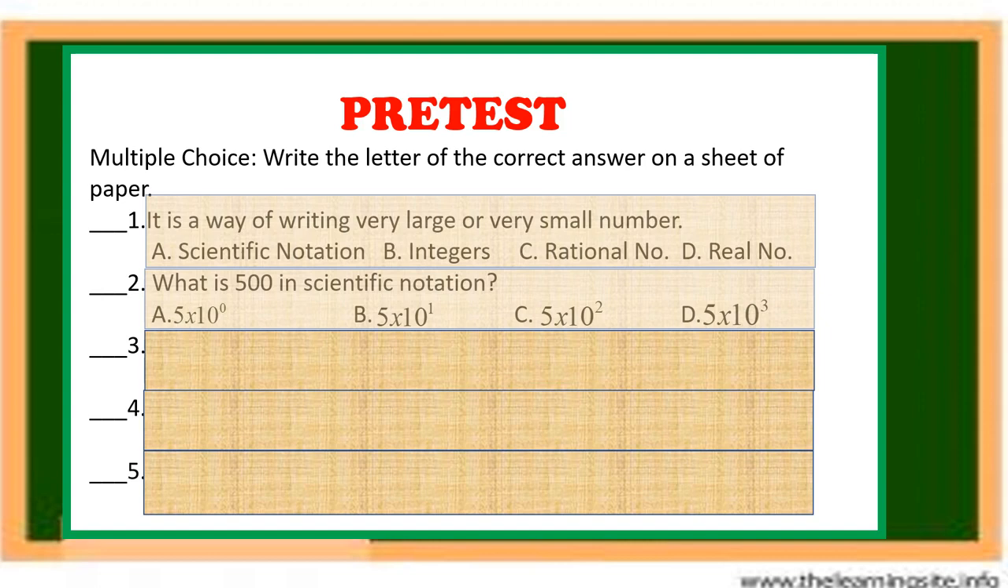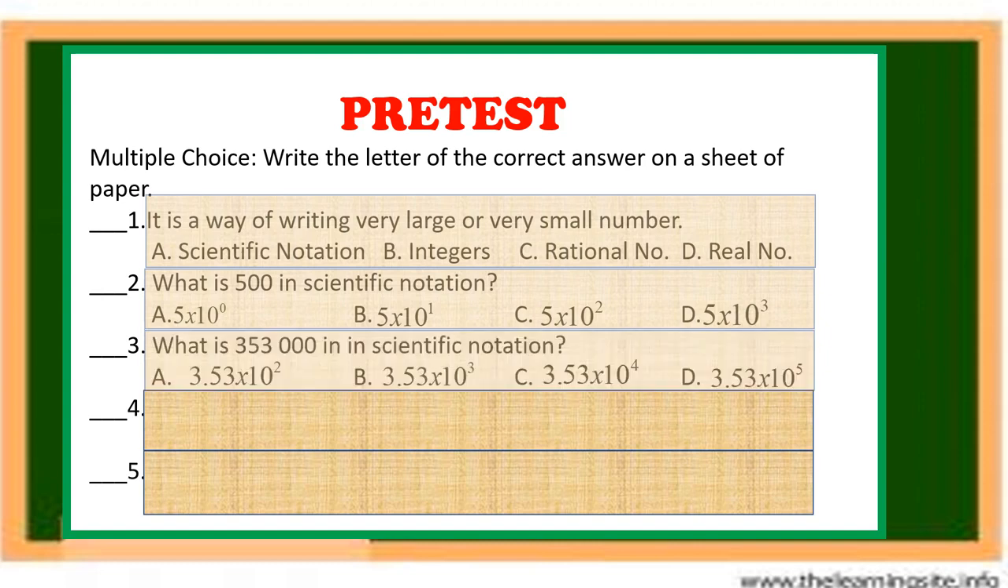Letter A, 5 times 10 raised to 0. Letter B, 5 times 10 raised to the first power. Letter C, 5 times 10 raised to the second power. And letter D, 5 times 10 cubed. The next number, what is 353,000 in scientific notation?